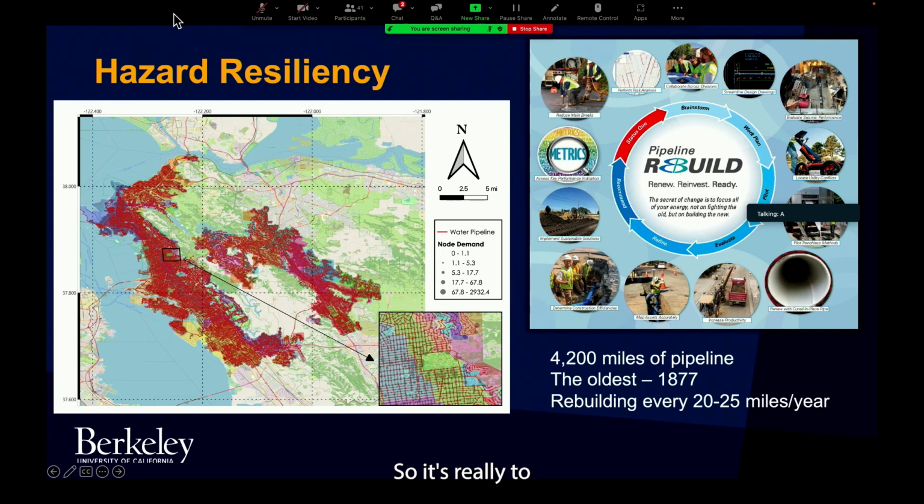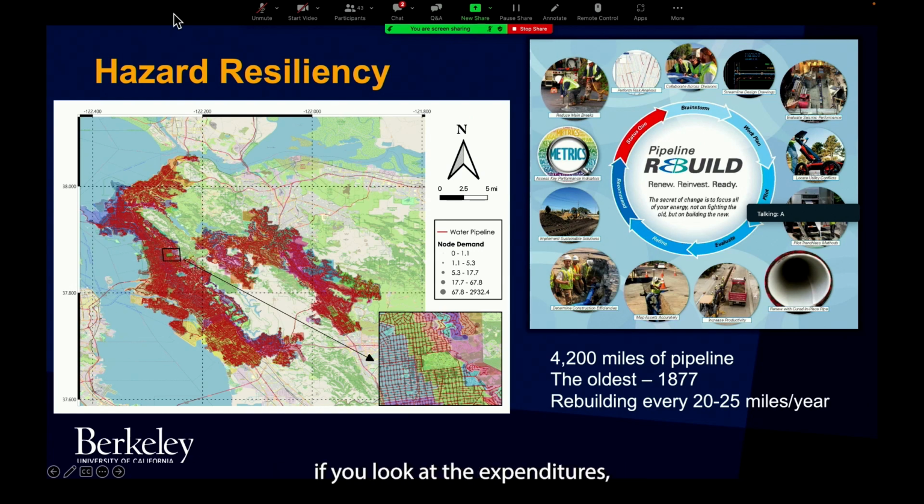It's really trying to upgrade their infrastructure, especially pipelines. There are 4,200 miles of pipelines, and as you see, the oldest is from 1877. They're rebuilding 20 to 25 miles per year. It means it's going to take 200 years. So how do we increase the rate?